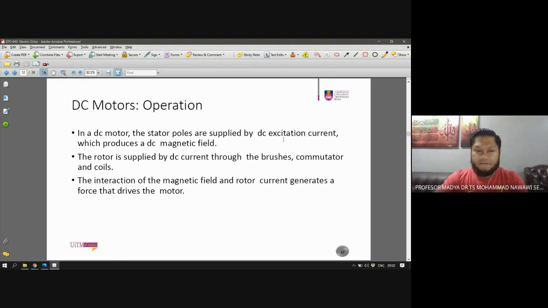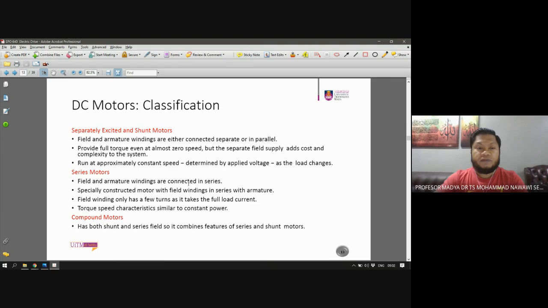Field current IF produces a DC magnetic field. The rotor is supplied by DC current through the brushes, commutated across the interaction of the magnetic field. There are two magnetic fields, and also the rotor. Rotor current also generates a field and creates the force for the motor.